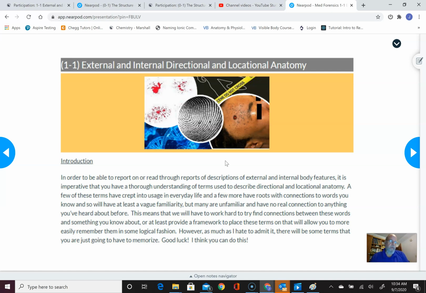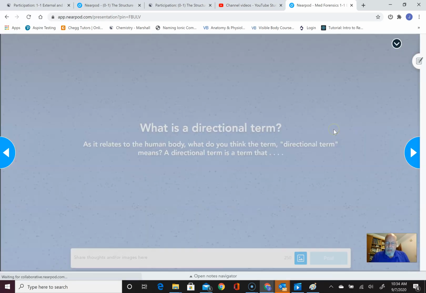Some of these things you'll know from everyday usage because they've come into everyday usage, like posterior. You're all pretty much familiar with what that is. Other terms you'll have maybe some vague connection with some thing in your life that you've heard of before, and that'll make learning it easier. But there's going to be some of these terms that you're just going to have to sit down and learn. But I'm confident that you can. So we're going to go to the next page.